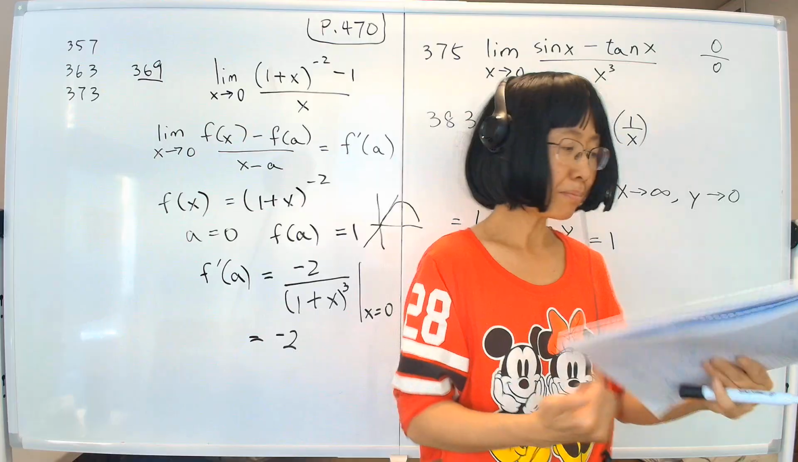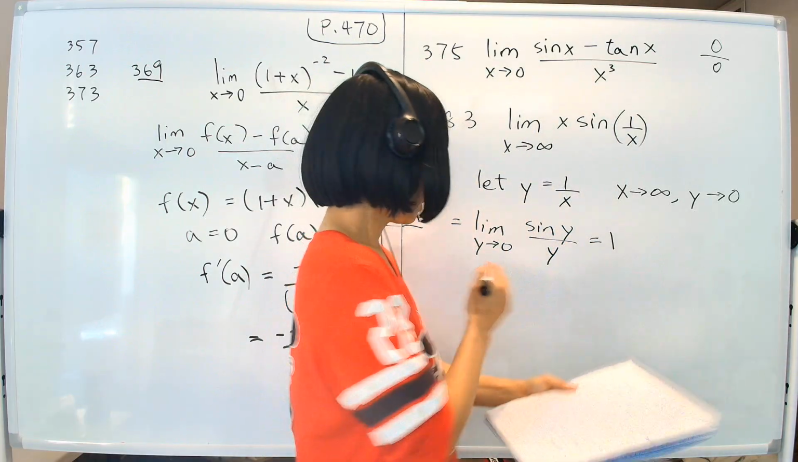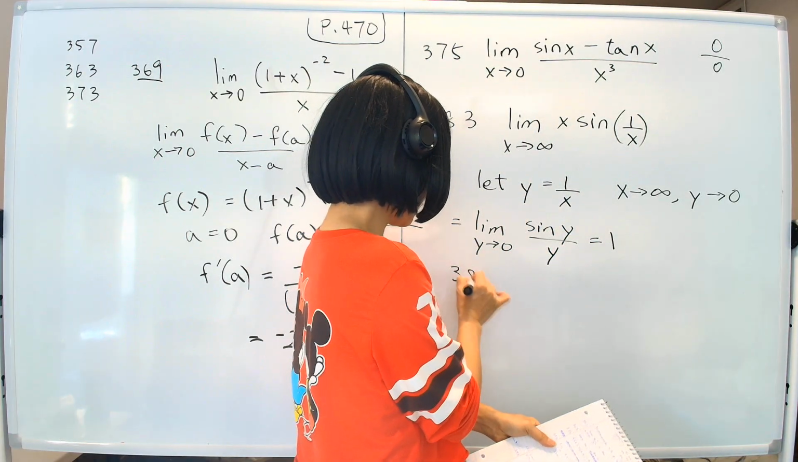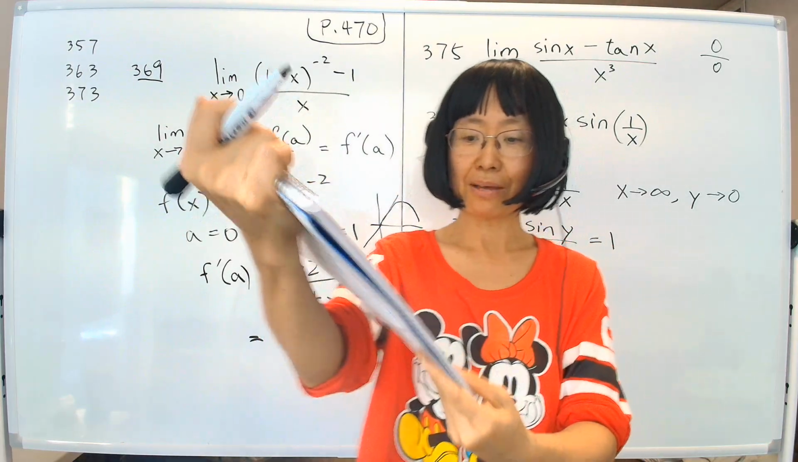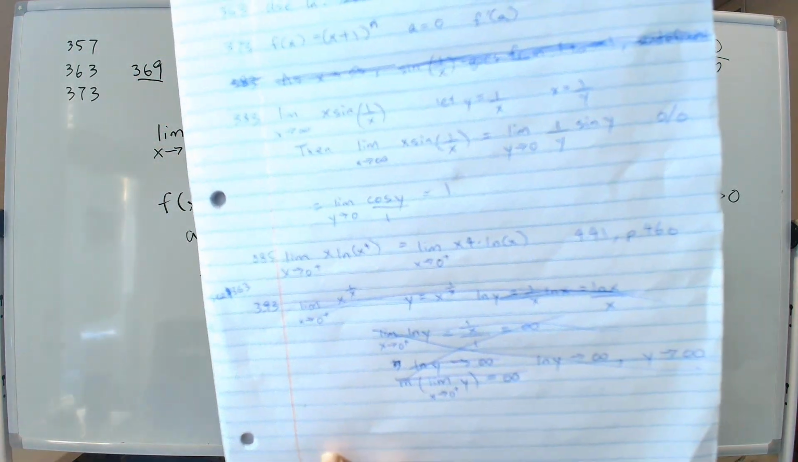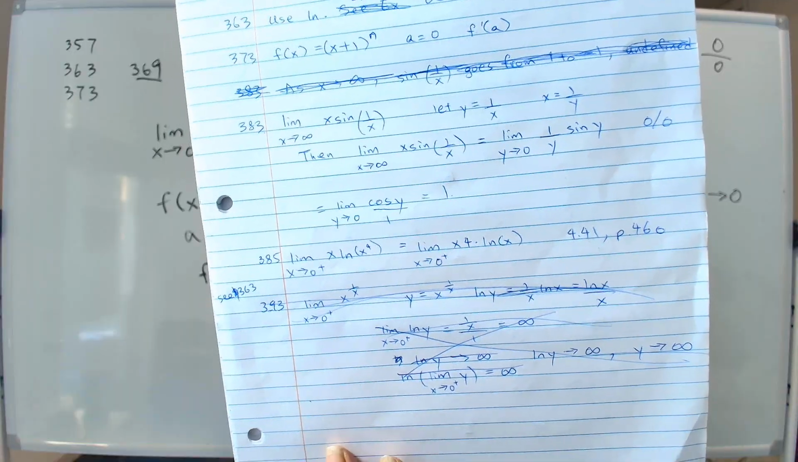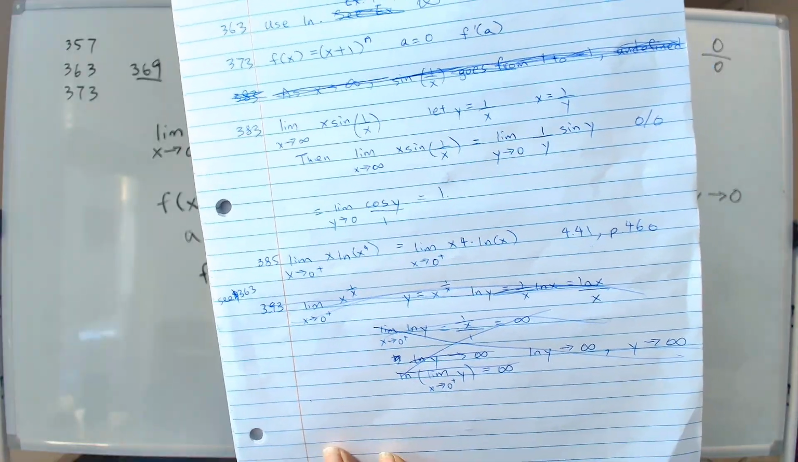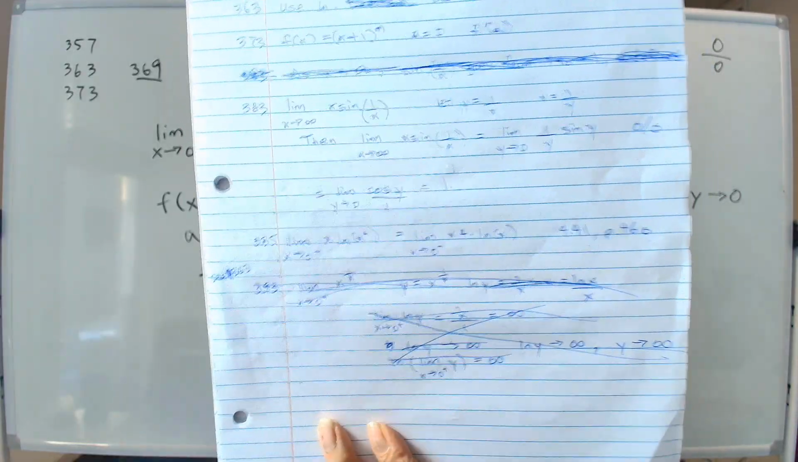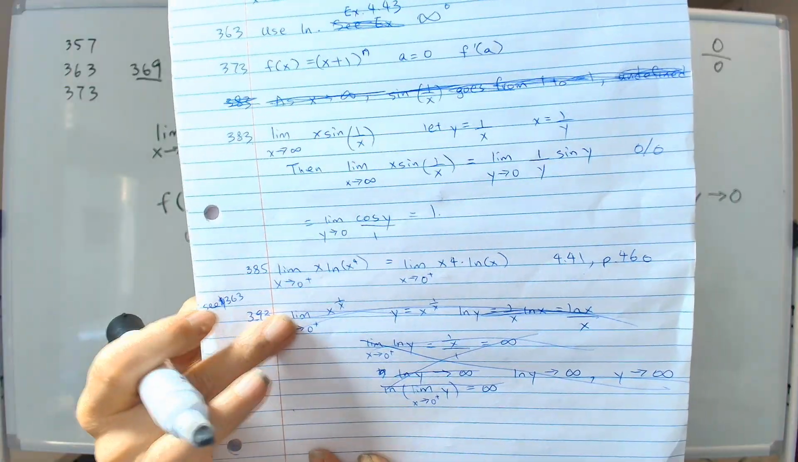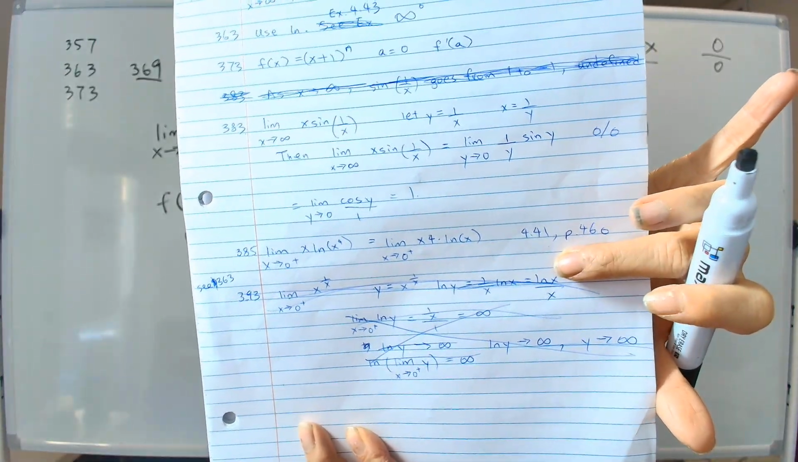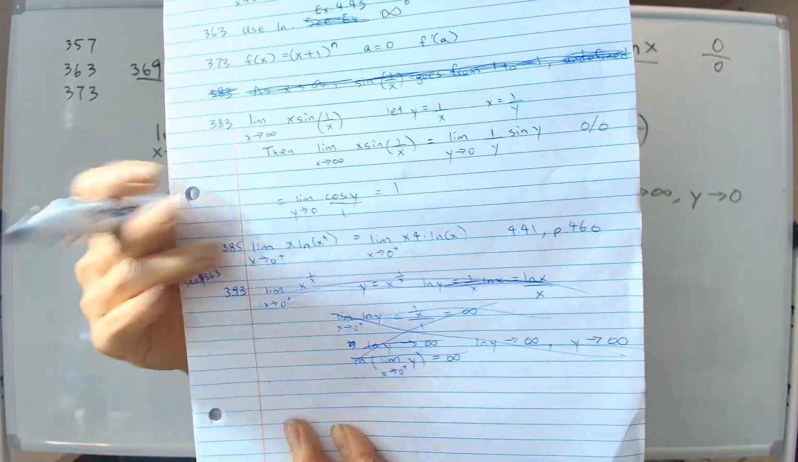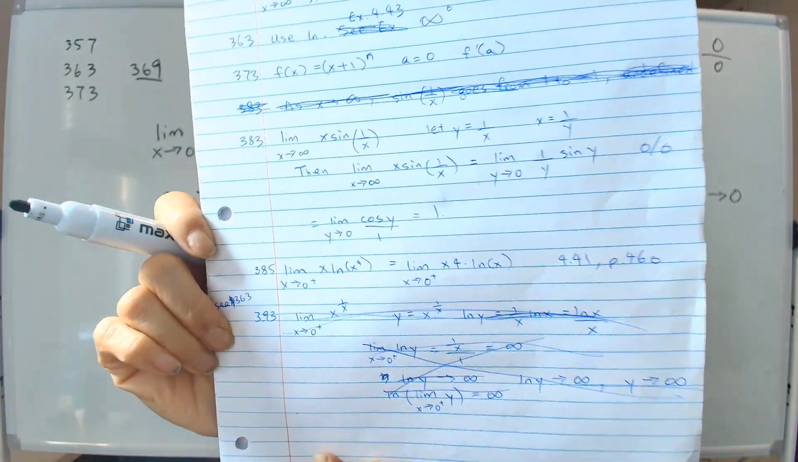Next, let's look at problem 385. Now, 385 is the limit of x, let's look at my notes. I'll show you my notes, 385. Now you have x times natural log of x to the power 4. At example 4.41 on page 480, we did something like this. It's x ln x, but there is no power of 4.